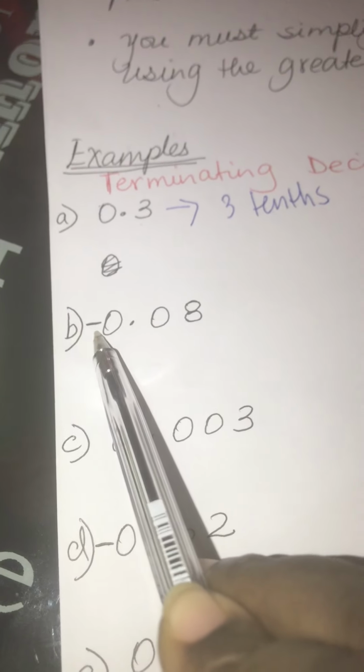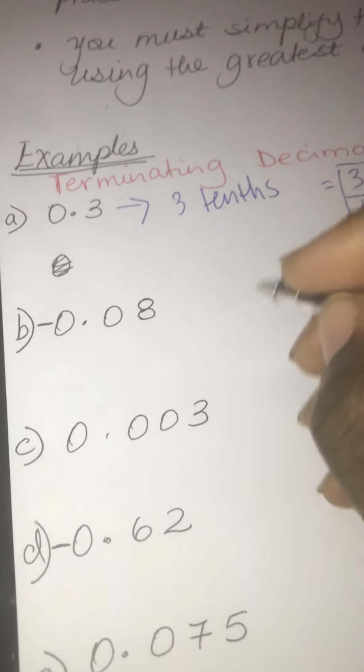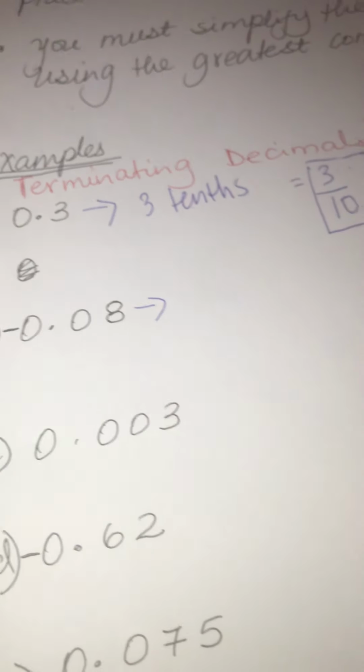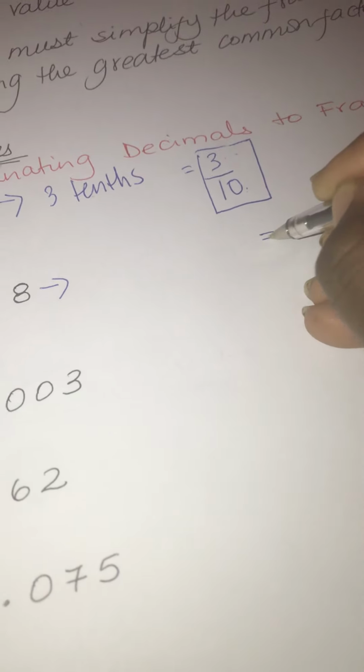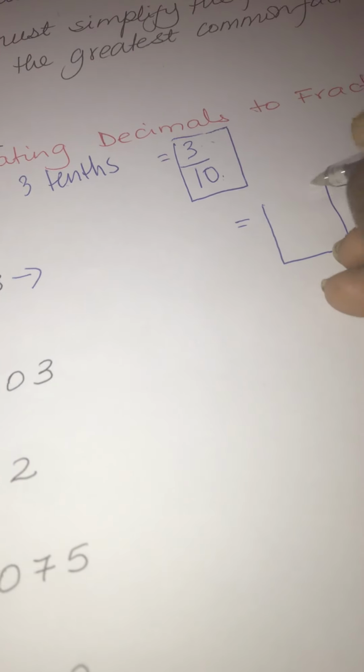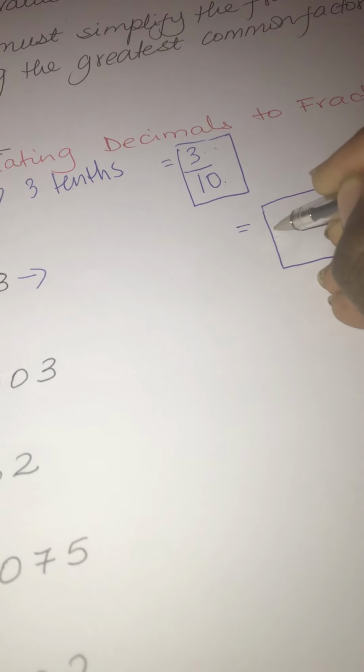I notice my decimal is negative. So then I know this is in my box for my answer. This is the box of my answer. The answer will be negative.